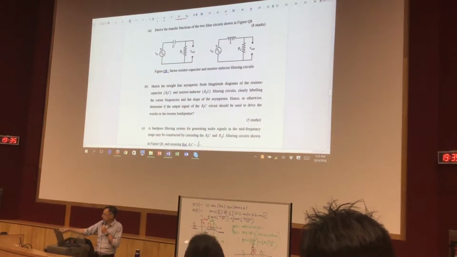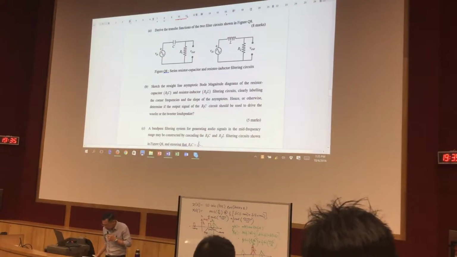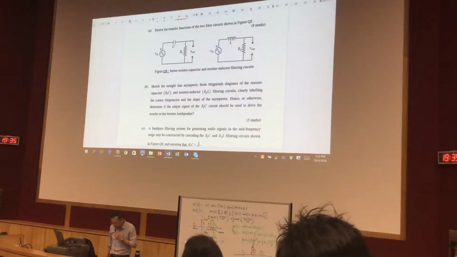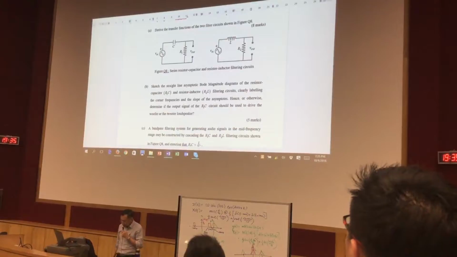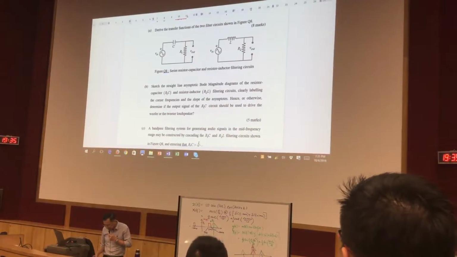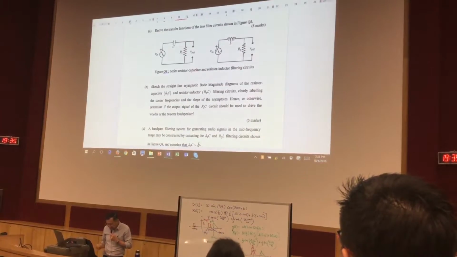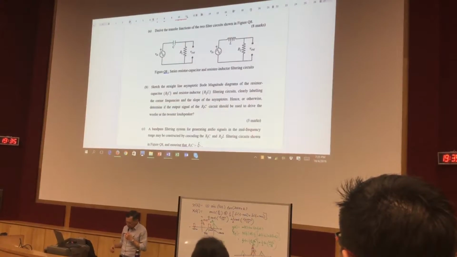Right, next. Sketch the straight line asymptotic magnitude diagrams for the resistor-capacitor and resistor-inductor filtering circuits, clearly labeling the corner frequencies and the slope of the asymptotes. Hence or otherwise, determine if the output signal of the R1C circuit should be used to drive the woofer or the tweeter.